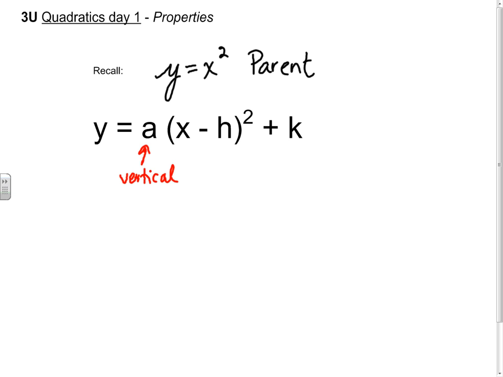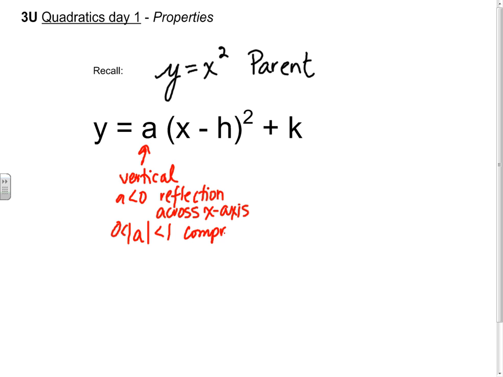If a is negative, we have a reflection vertically across the x-axis. Flip upside down. If the absolute value of a, or its magnitude, is between 1 and 0, in other words, it is a fraction, we have a vertical compression. If the magnitude of a is greater than 1, a larger number, we have an expansion.